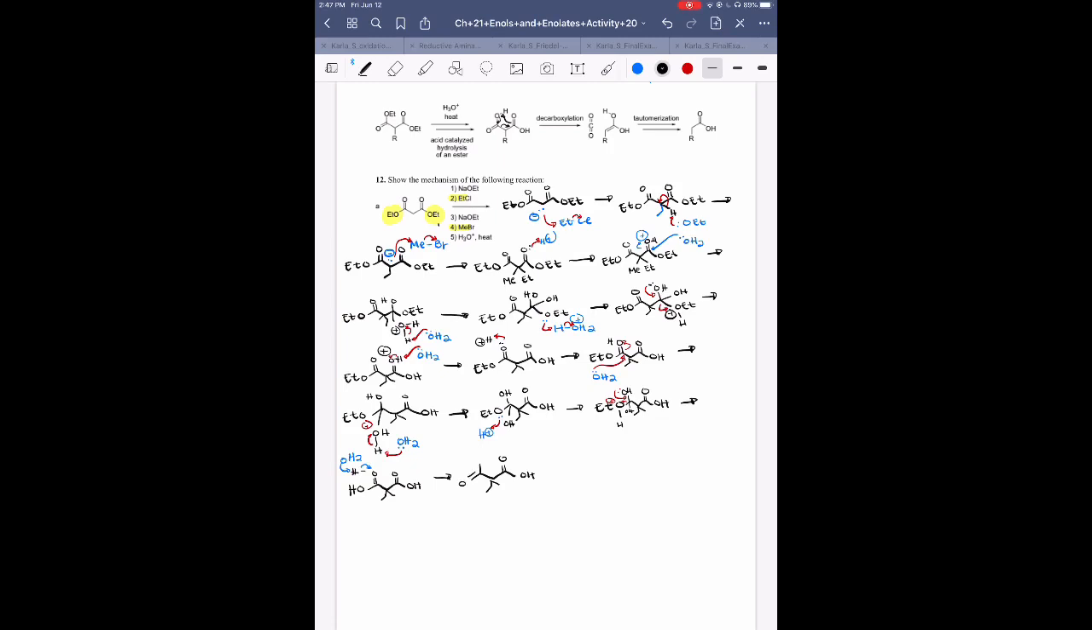So now when we have our product, we're going to do our decarboxylation here, and then we're going to tautomerize it so that we can get our carboxylic acid at the end.